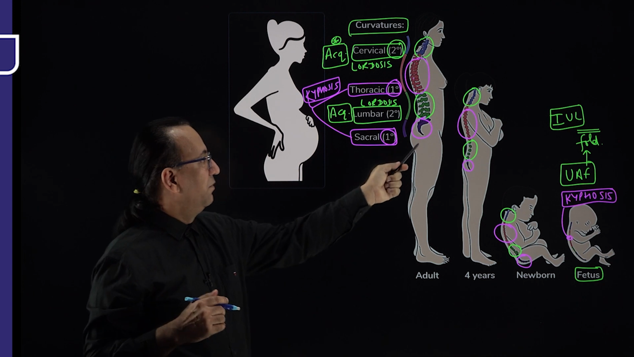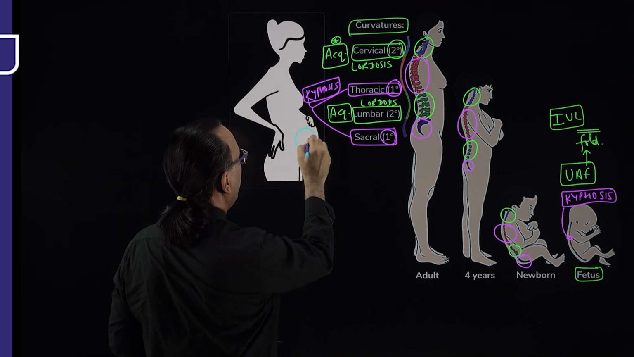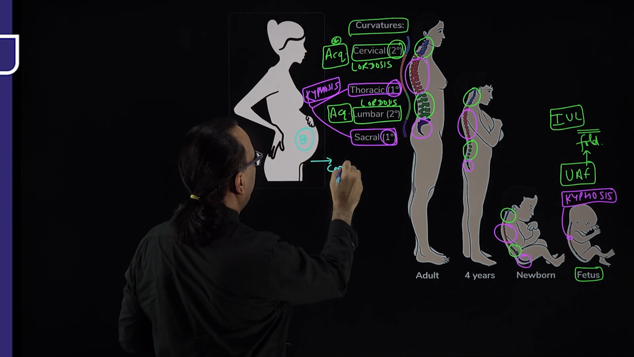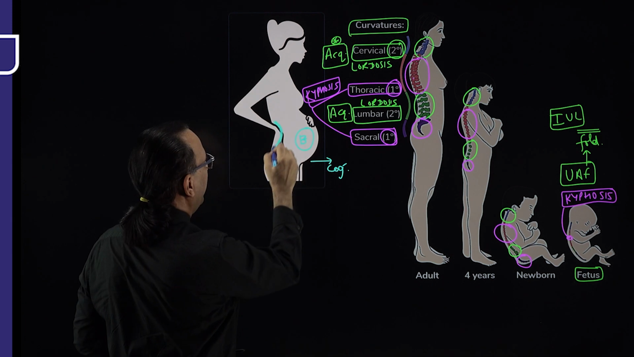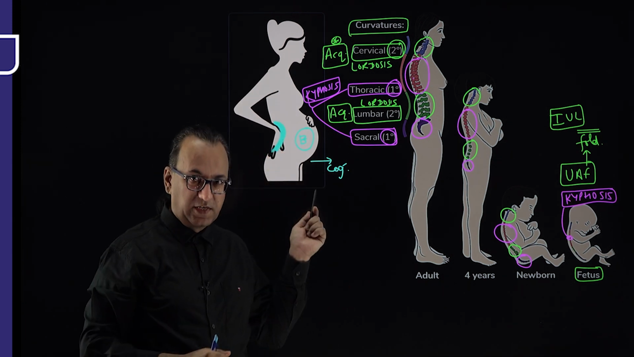Now, if a lady becomes pregnant, then there is a baby coming to the anterior side and shifting the center of gravity anteriorly. And that is why this lady will develop exaggerated lumbar lordosis. That is what happens during pregnancy.